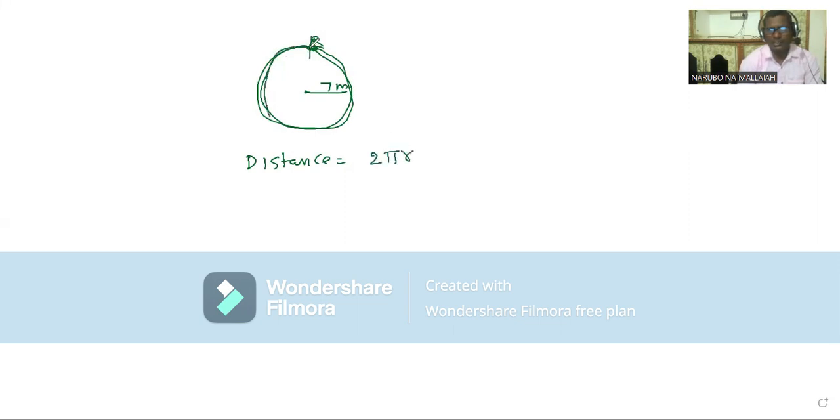The length of this circumference is 2 pi r, the perimeter. The circumference of a circle is 2 pi r. Using this 2 pi r, you can calculate this total length. So 2 pi is 22 by 7, r is 7. The 7s cancel, 22 into 2, 44 meter. This is the distance.